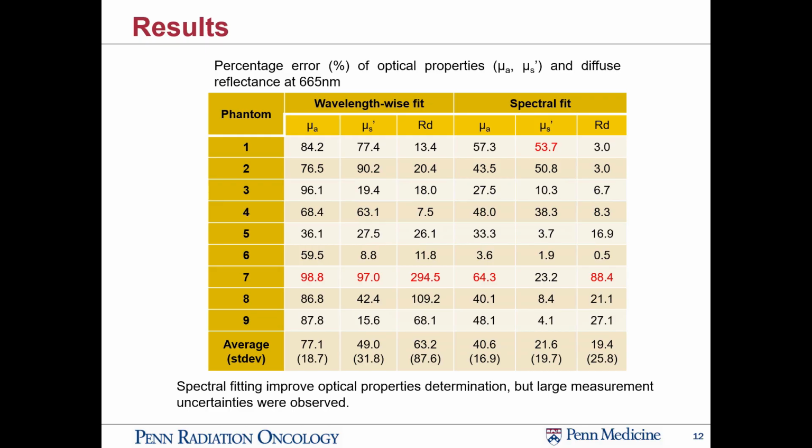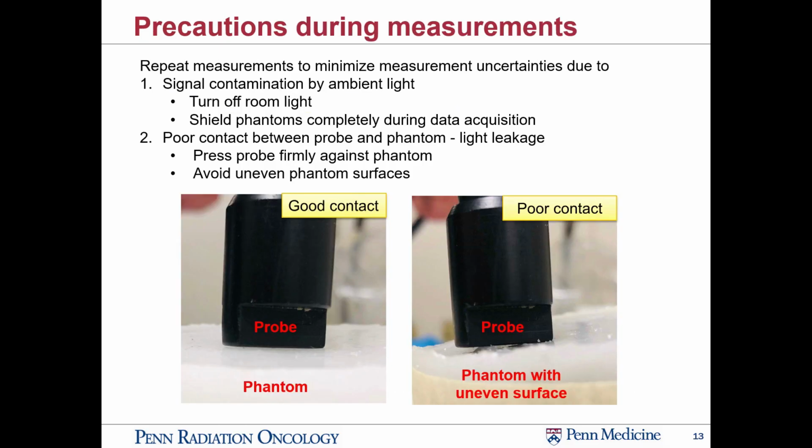They can be up to 98% different for mu A, up to 97% different for mu S prime, and over 200% different for the RD. So the reason for this difference is really the contact itself. We found that if there is poor contact, you will get very poor results. You have to maintain the contact probe with very good contact with the phantom itself.